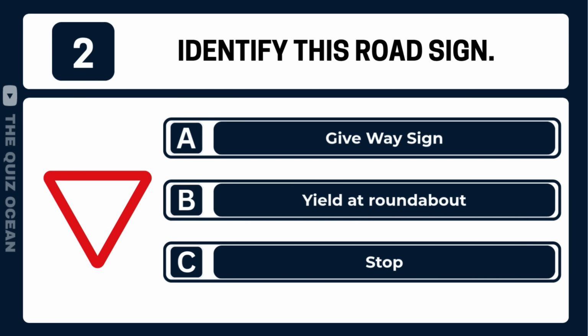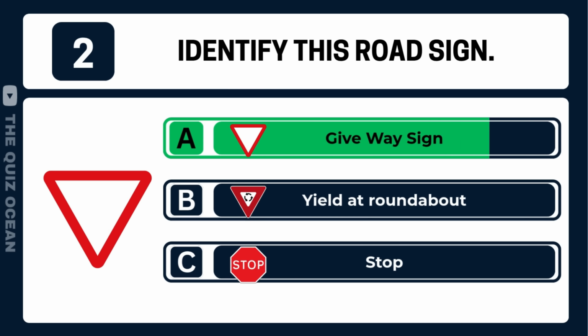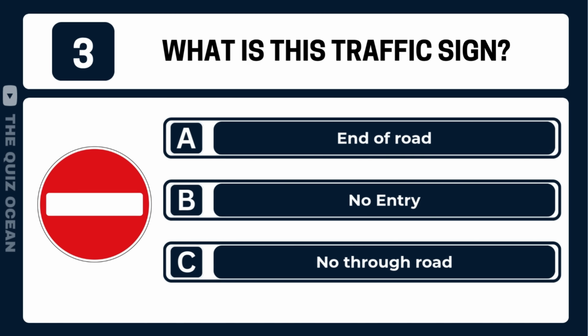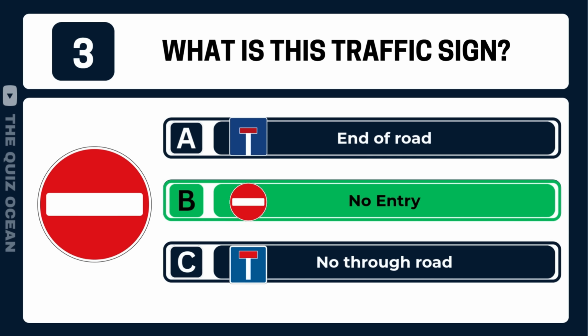Identify this road sign. Exactly. That is the give way sign. What is this traffic sign? Correct. It is the no entry sign.